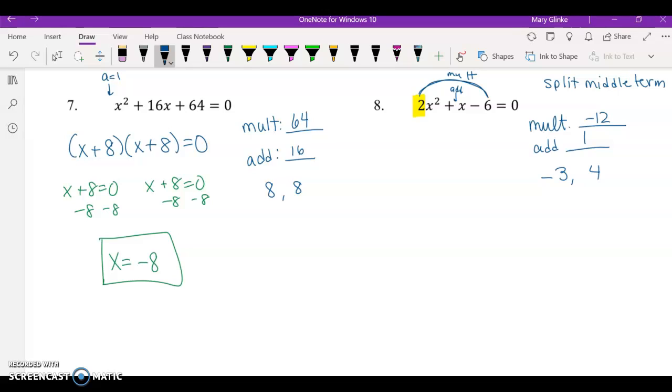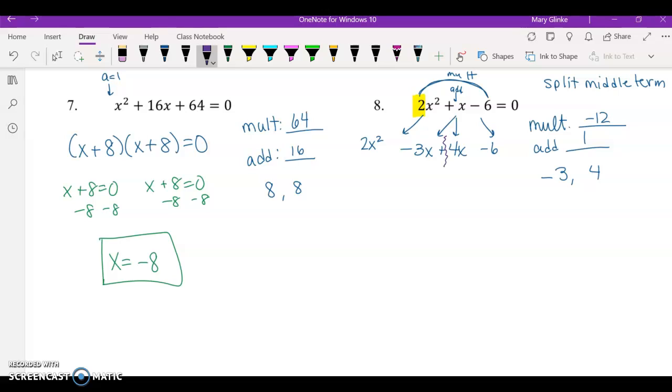Now we cannot write x minus 3 and x plus 4. Instead, in order to factor it, we are going to have to rewrite this problem. So 2x squared stays the same and minus 6 stays the same, but we're going to split up the middle term into our new factors, which were negative 3x and a positive 4x.